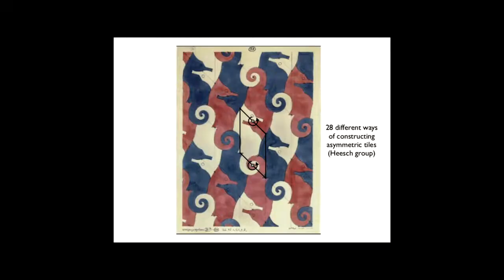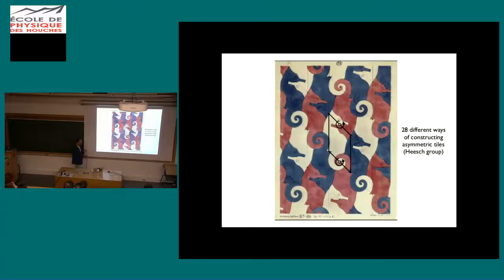Now, it turns out that there are 28 different ways of constructing such asymmetric tiles, which you can then use to completely cover the plane without any gaps or overlaps, okay? And this was proven by the mathematician Heinrich Heesch, okay? And this set of 28 different asymmetric tiles forms what is called the Heesch group, okay? Escher on his own came up with 27 of those, without being a mathematician, okay? And interestingly enough, Heesch was a mathematician who taught at the University of Hanover, back in 1955. So he ended up dying in Hanover, and he made this contribution to mathematics.